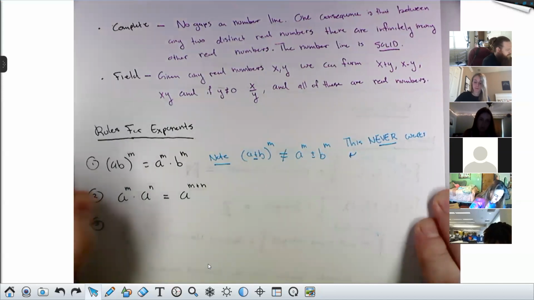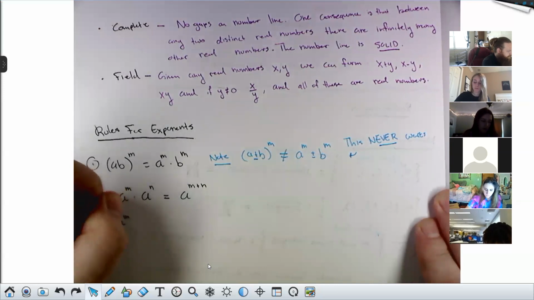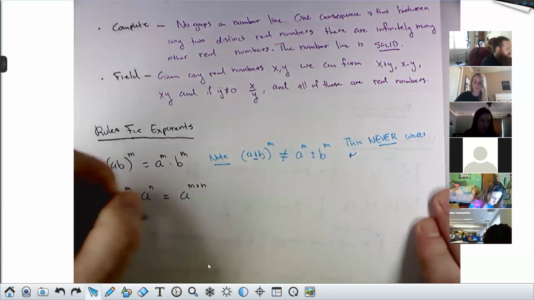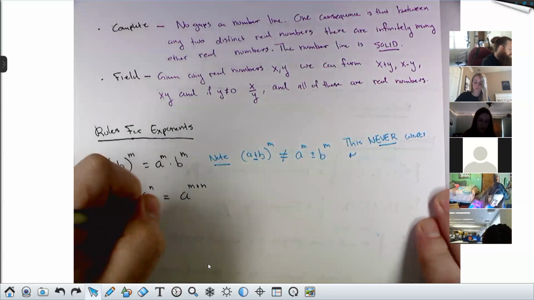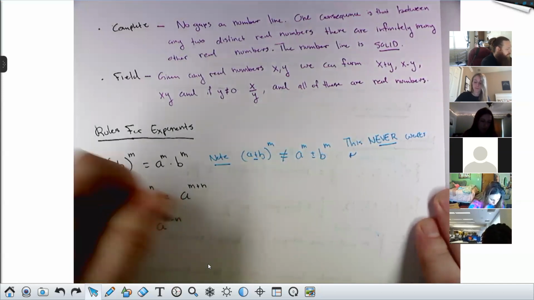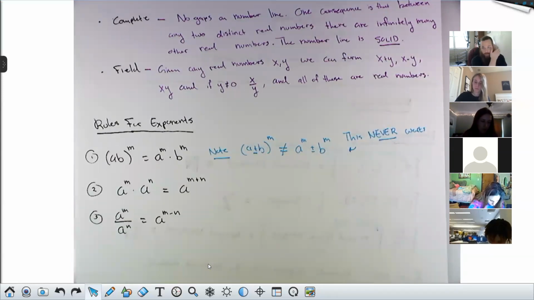There is a division version of this where if you take a to the m and you divide by a to the n, instead of adding the powers, you subtract them. And this works no matter which one is bigger and regardless of whether any of them are whole numbers or not.